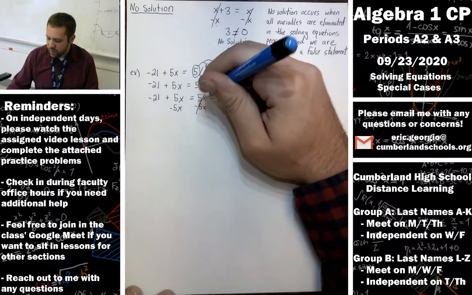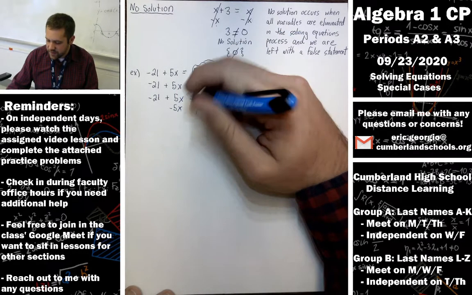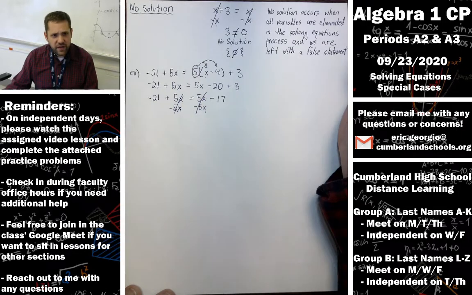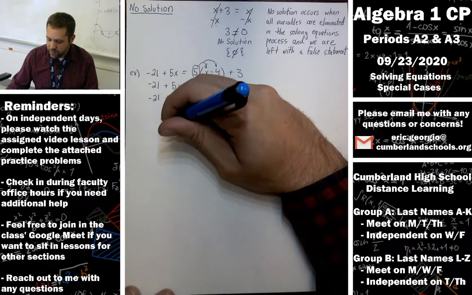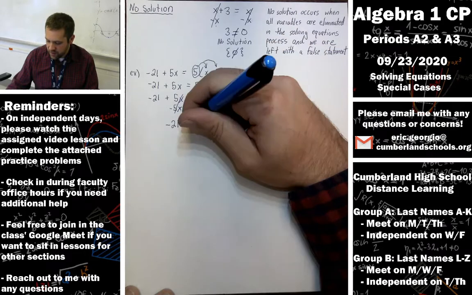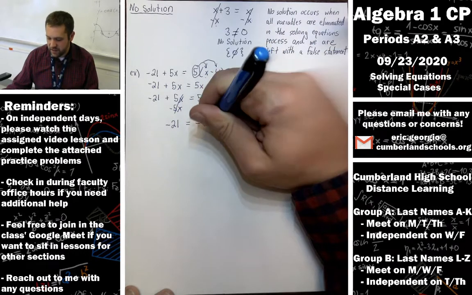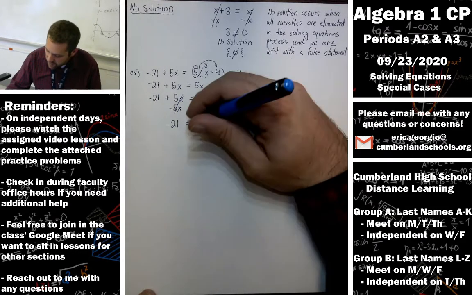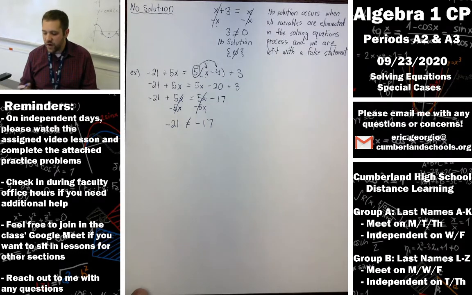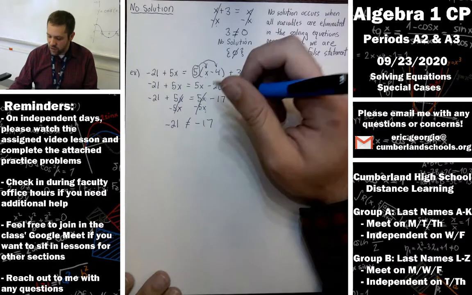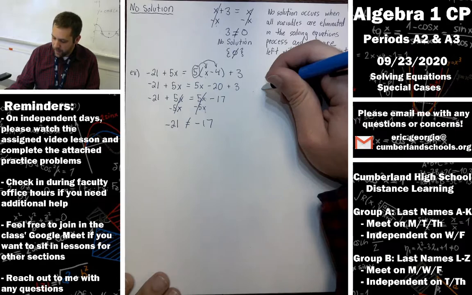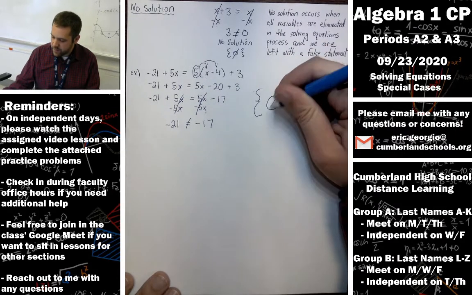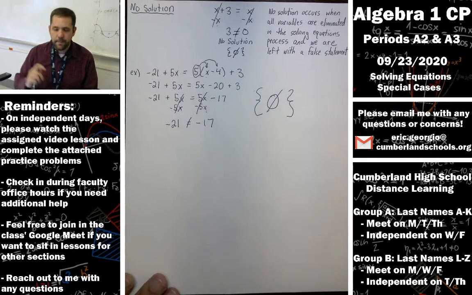And when we eliminate the factor of 5x from the right side, it would also get eliminated from the left, coincidentally, and we'd be left with negative 21 equals negative 17. But that's not true, right? That's never going to be true. This is not a true statement. Therefore, we would be left with no other option but to say that this equation has no solution. Again, you can indicate that with the curly braces, and it looks like that. Okay, no solution.